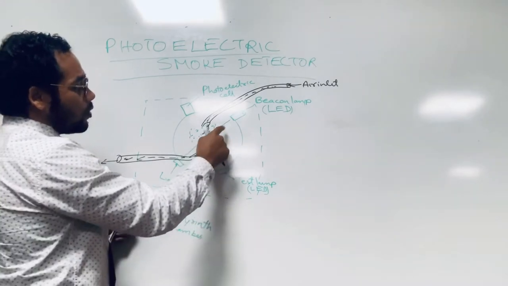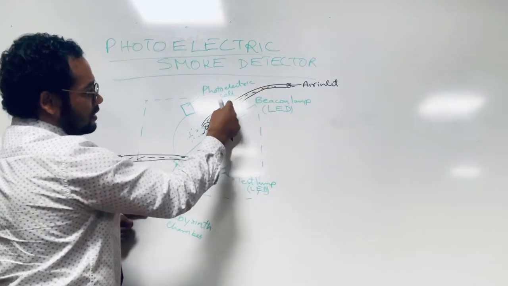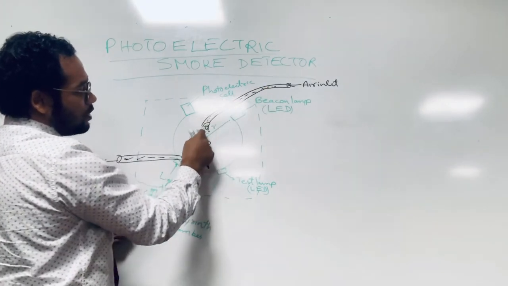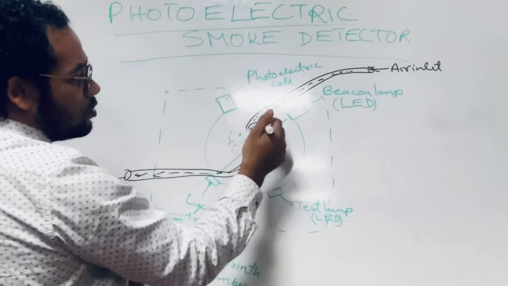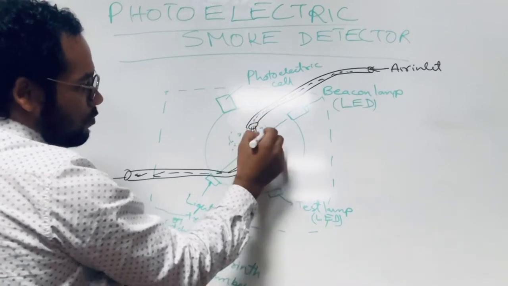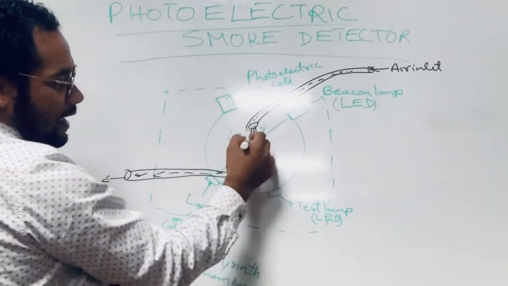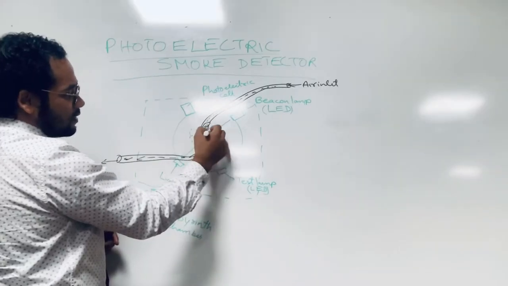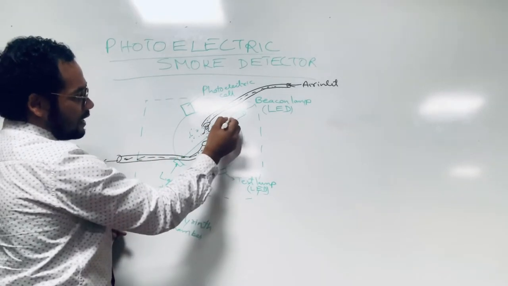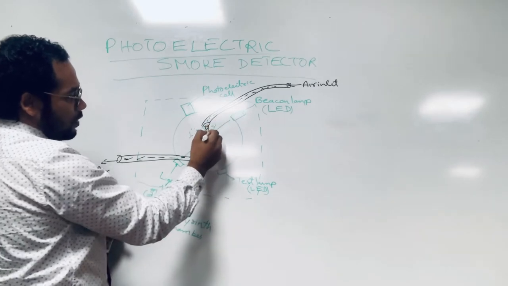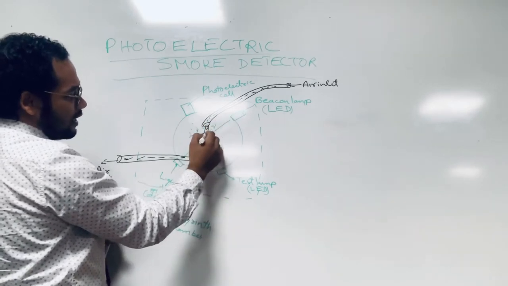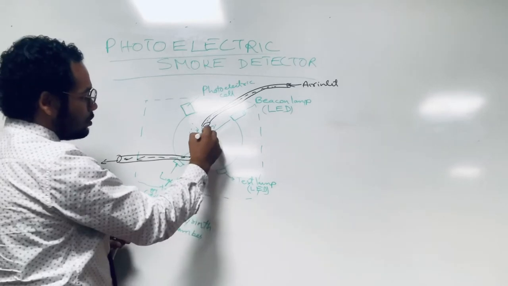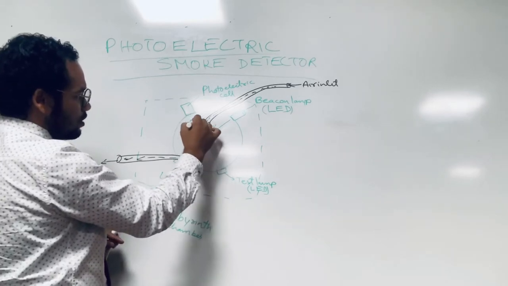Now, since in this air more than 10% smoke is present, that smoke will come over here in this area. And what does that smoke do? It reflects the light. Which light? This light. So this light will be reflected or scattered in different directions. It will be reflected like this because of the smoke.